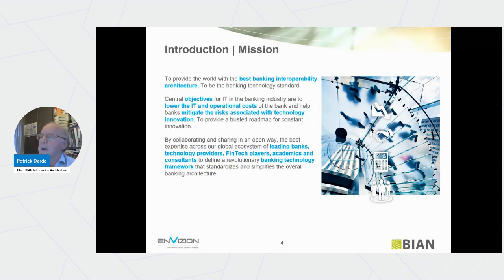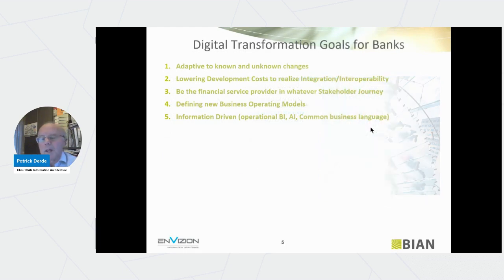The result of what I'm going to show you is the result of a collaborative effort between what we call the members of BIAN. These members are leading banks, fintechs, technology providers, etc. So that's the context. It's about the interoperability of information and information services to create an agile architecture, because every bank wants to be adaptive to the known and the unknown changes. That's a weird statement, yes, even to the unknown changes, we must be able to be responsive, together with lowering the development costs for integration and interoperability of the systems that we are going to use to support the business.